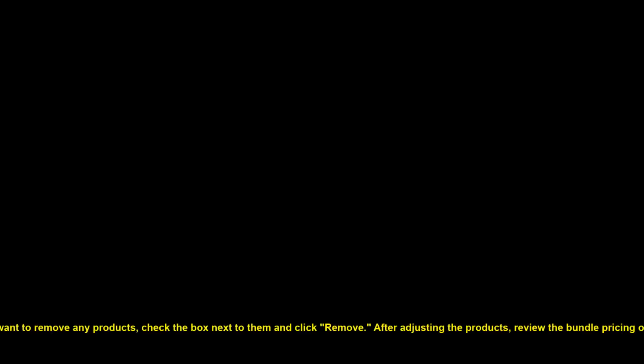To add new products, click on the Add Product button. Search for the products you want to include and select them. Adjust the quantity for each product as needed. If you want to remove any products, check the box next to them and click Remove.